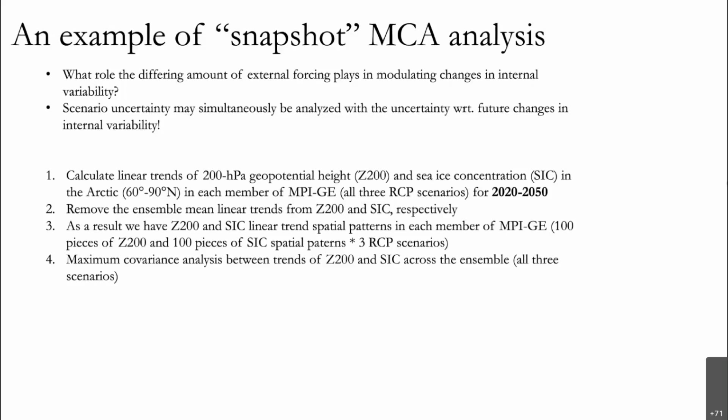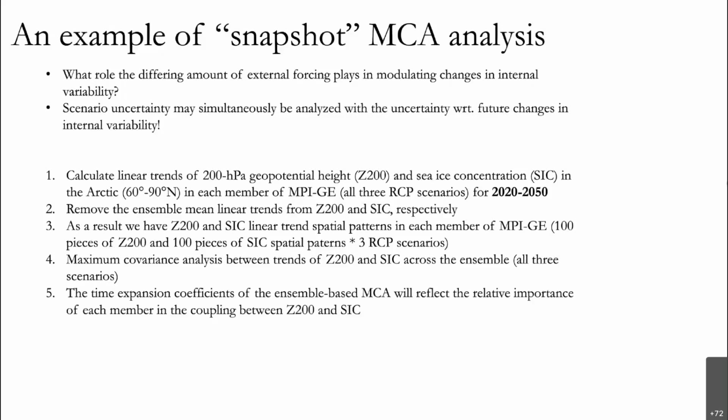And then we do maximum covariance analysis between trends of Z200 and the sea ice concentration across the ensemble, all 3 scenarios. So note that the previously mentioned snapshot now is 30-year trends. So it's like giving a low-pass filtering to the data.